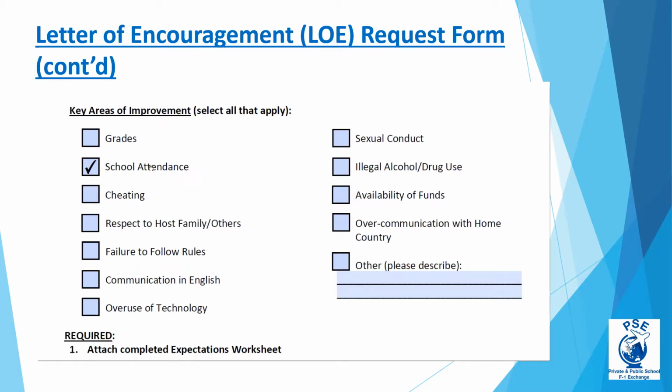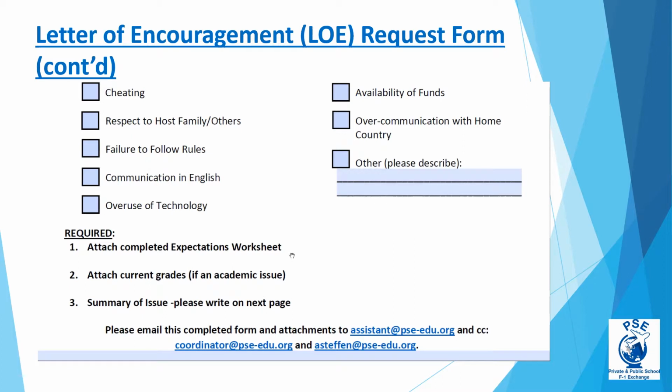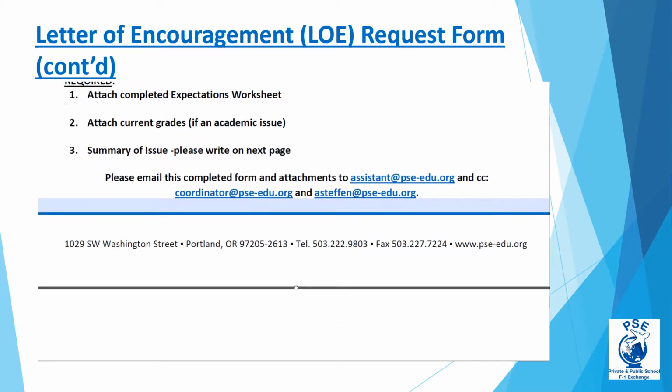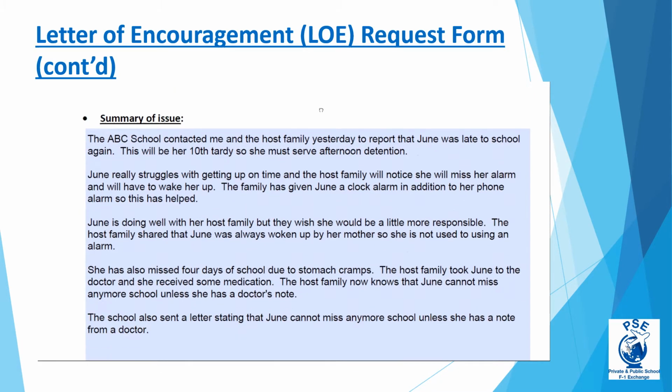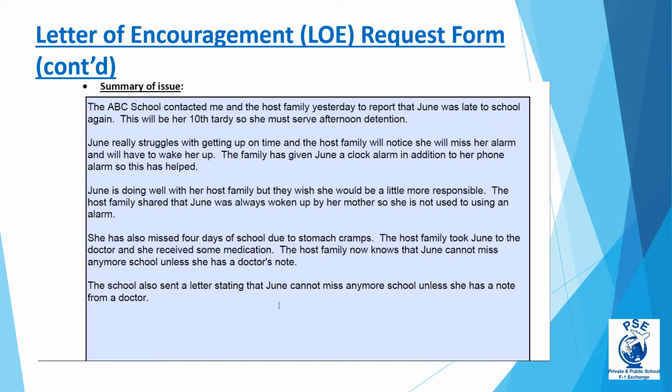If the existing issue is not listed, you may select Other and then provide a description. You'll see here that the following items are required: the completed expectations worksheet, the student's current grades, if it is an academic issue, and then a summary of the issue or issues should be typed on the second page of the form. At this time, please pause the training and read the summary. Then click on the play button to resume the training.